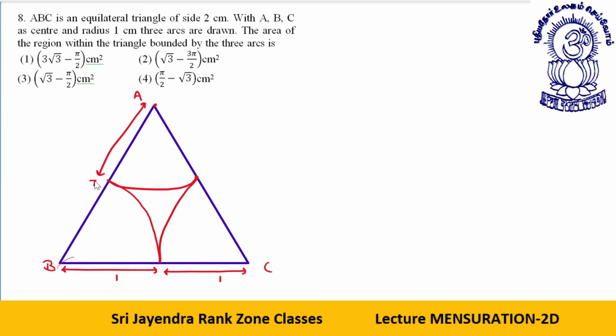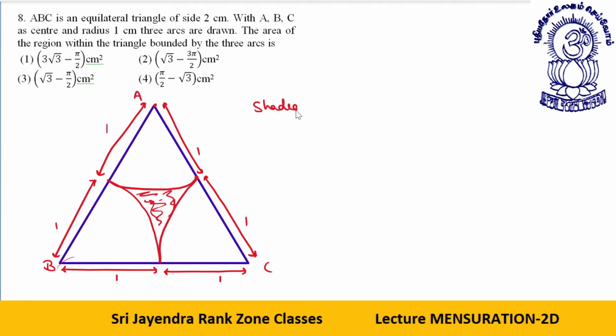This is 1. So all these arcs are 1, okay? All these sectors are actually 1. You have to find this shaded area. What will be the shaded area? You have numerous questions on this.